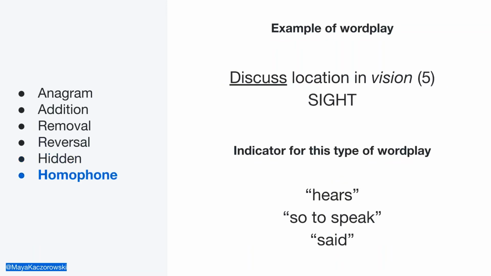And homophones. A homophone tells you to find another word that sounds like the words that you're given. There again wasn't a homophone clue in the cryptic that we were doing, so I took another example. Wordplay for discuss, location, and vision. Discuss here tells us this is a homophone clue. In this case, location is a place or a site, S-I-T-E, and that sounds like site, S-I-G-H-T, which is another word for vision. A homophone will be indicated with phrases like we hear or so to speak.